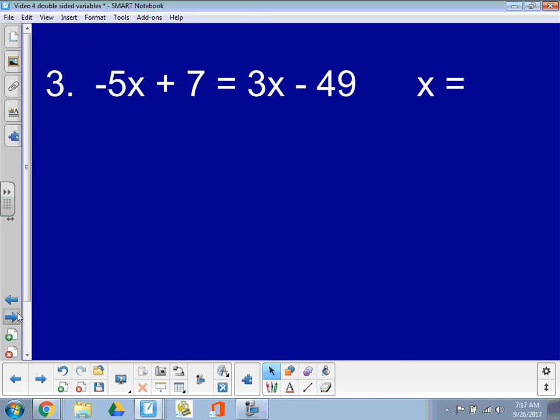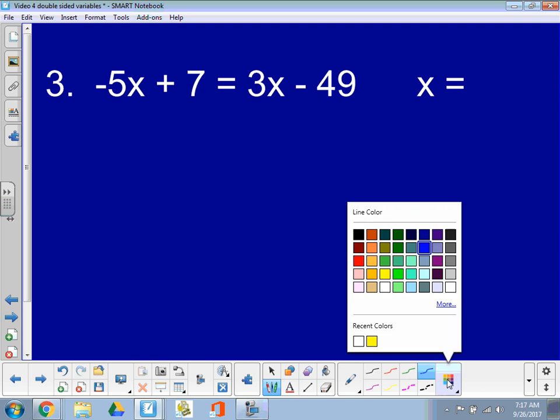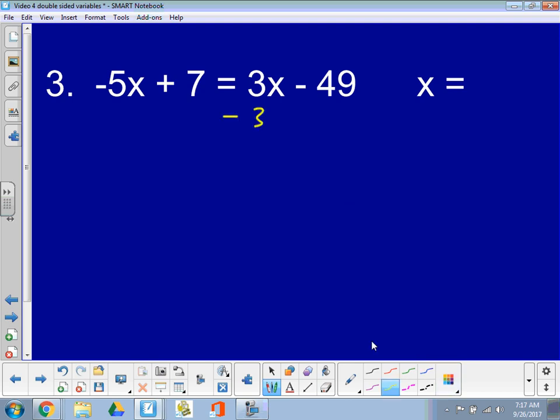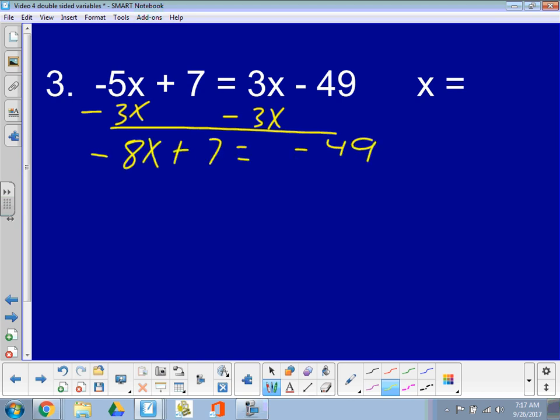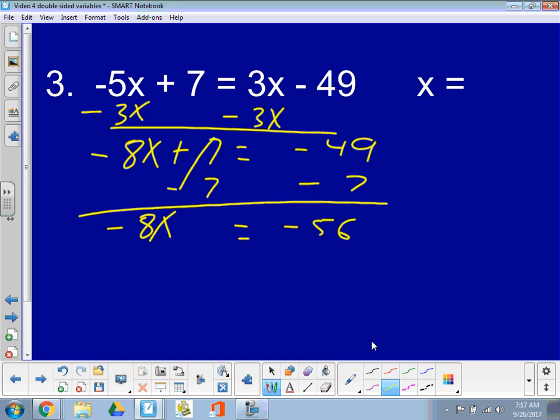I'm going to this time eliminate the 3x. To eliminate the 3x, subtract 3x, and when I do that, negative 8x plus 7 is equal to negative 49. I have an x, I have a negative 49, well, I'm going to get rid of that 7. Subtract 7, negative 8x cancels is equal to negative 56.